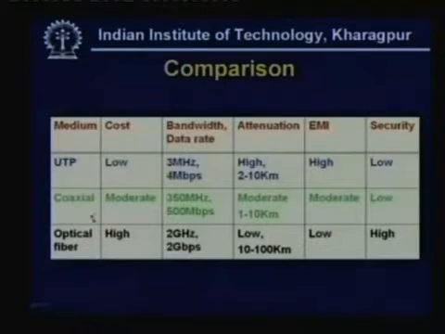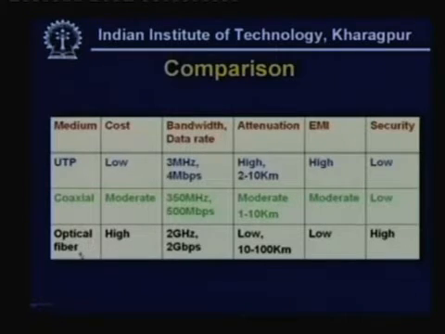On the other hand, coaxial cable has got moderate cost with bandwidth of 350 megahertz and gives you data rate of 500 megabits per second. It has got moderate attenuation and electromagnetic interference is moderate. Security is low, more or less same as your UTP.